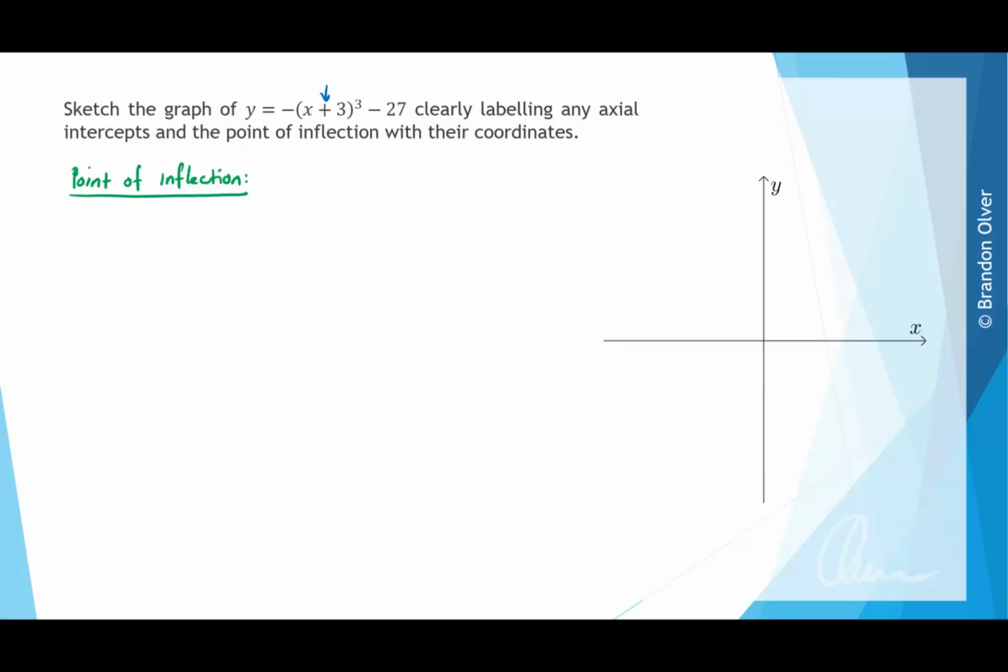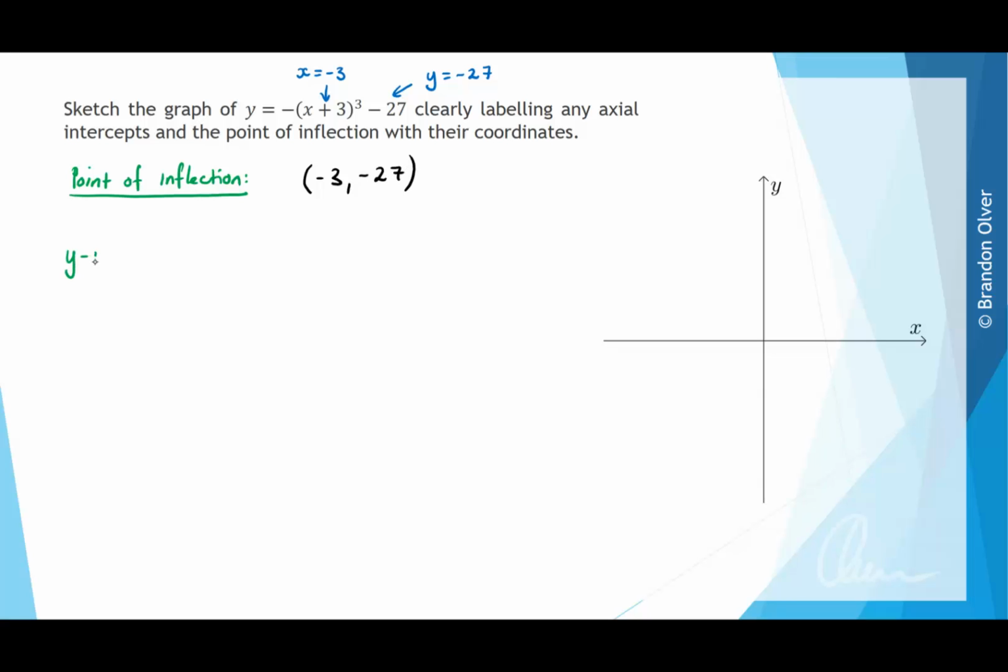To find the point of inflection, we let x plus 3 equals 0, which gives x equals negative 3. So that's the same as a translation of 3 units in the negative x direction. And then we'll have y equals negative 27, which is the same as a translation of 27 units in the negative y direction. Therefore, the coordinates of the point of inflection are (negative 3, negative 27).